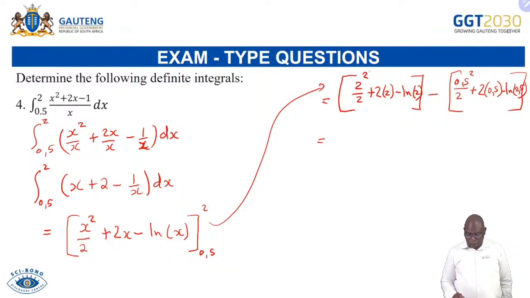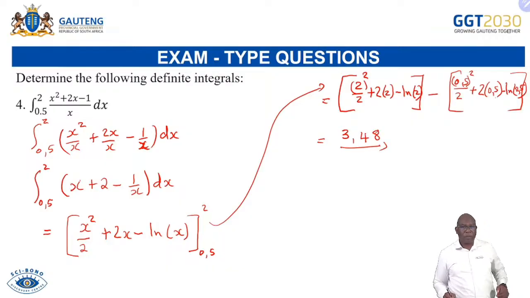So 2 squared over 2, that's fine. So we substitute by 2. Here we substitute by 0.5 squared, 0.5, 0.5. On that, the answer I think was 3.48. I think I got 3.48. Please, you must check me. The 3.48 will be the answer for the definite integral of it. So make sure that we understand how to do that integral.